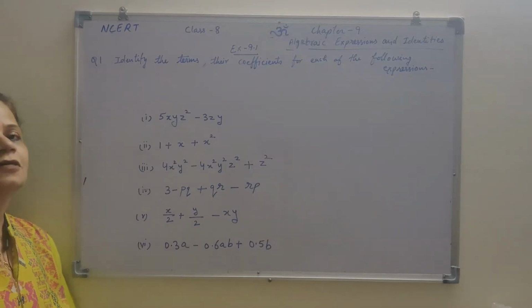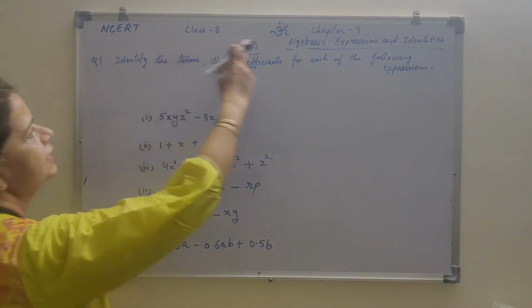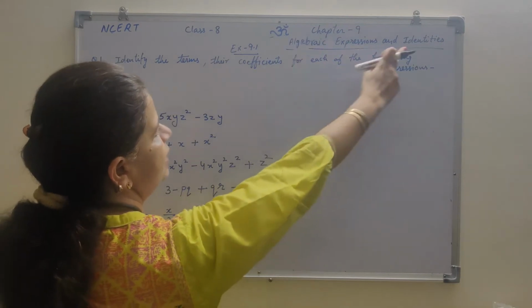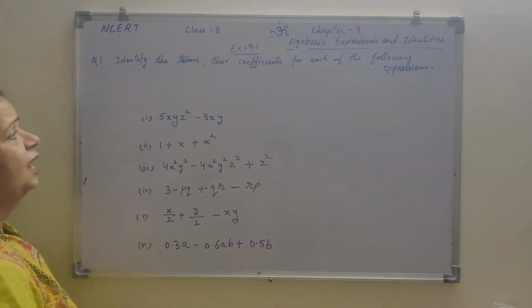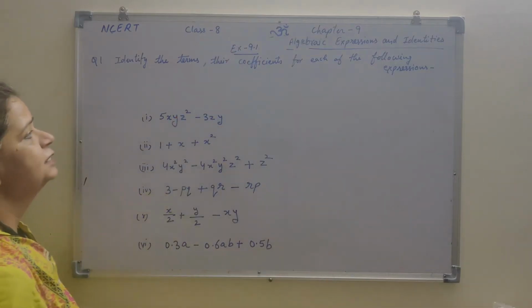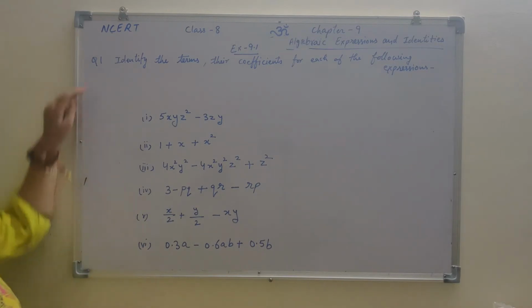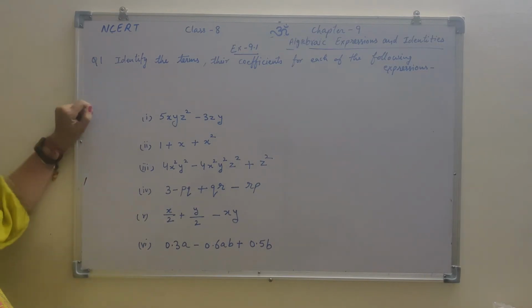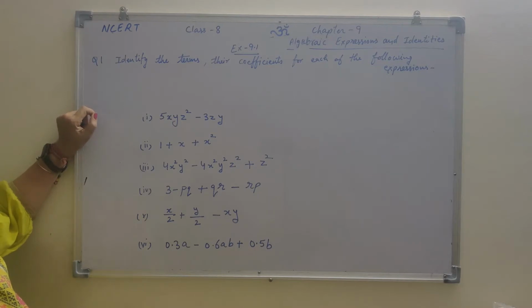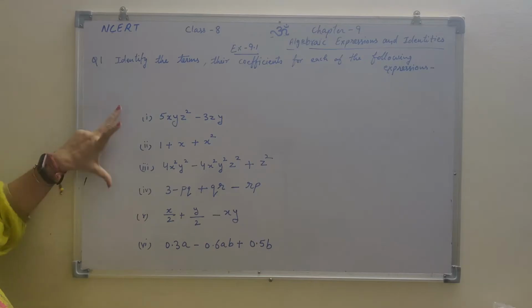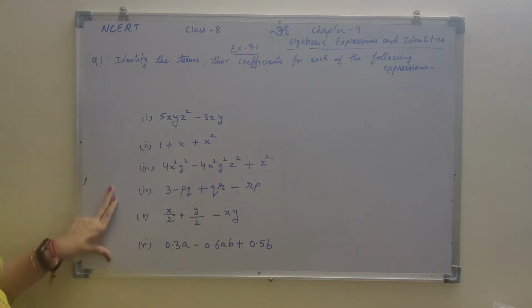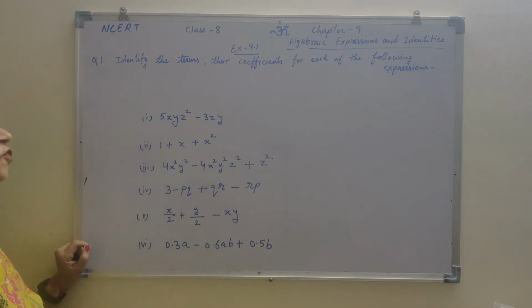Hello students, today we will do class 8, chapter 9, algebraic expressions and identities, and today we are solving exercise 9.1. Our first question is: identify the terms and their coefficients for each of the following expressions, and these are the expressions which are given to us. We have to find out the terms and then their coefficients.